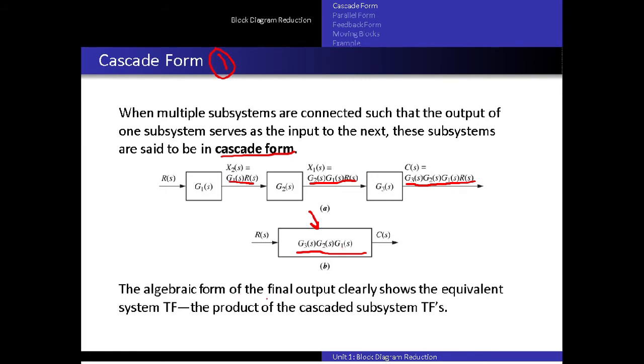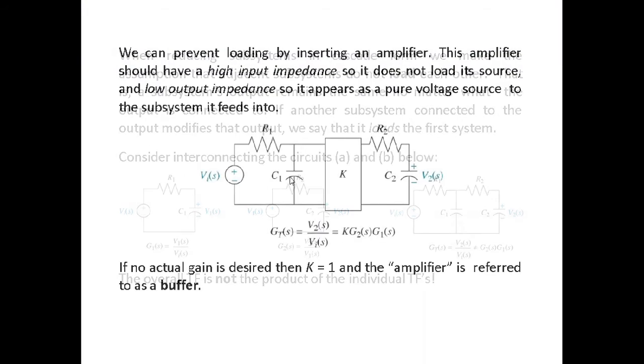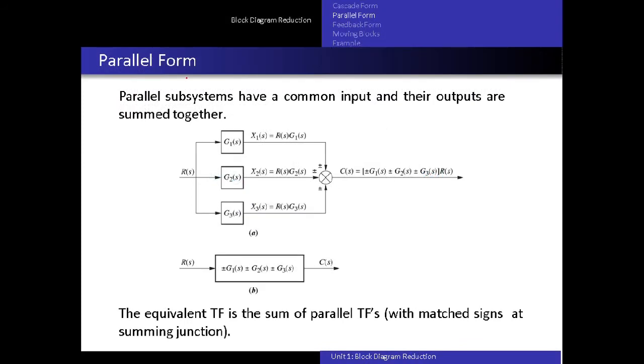So the algebraic form of the final output clearly shows that the equivalent system transfer function is the product of the cascade system transfer functions. Okay, now let us try to understand the second reduction rule, that is parallel form.